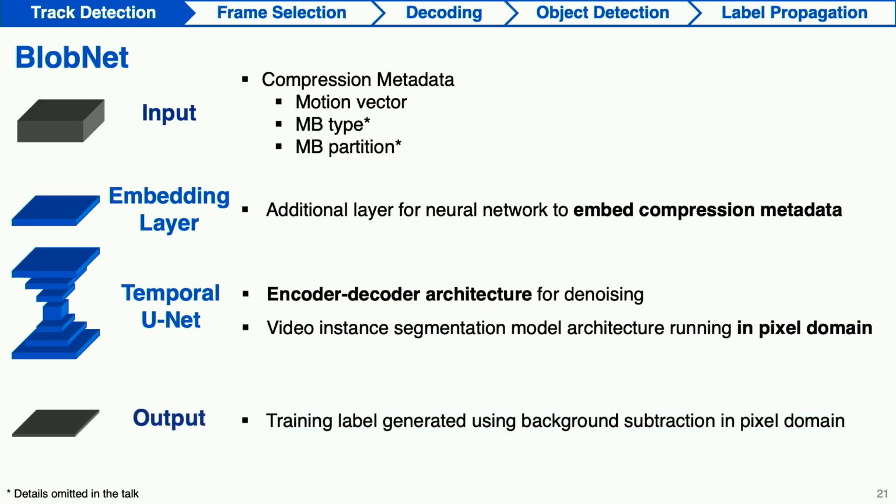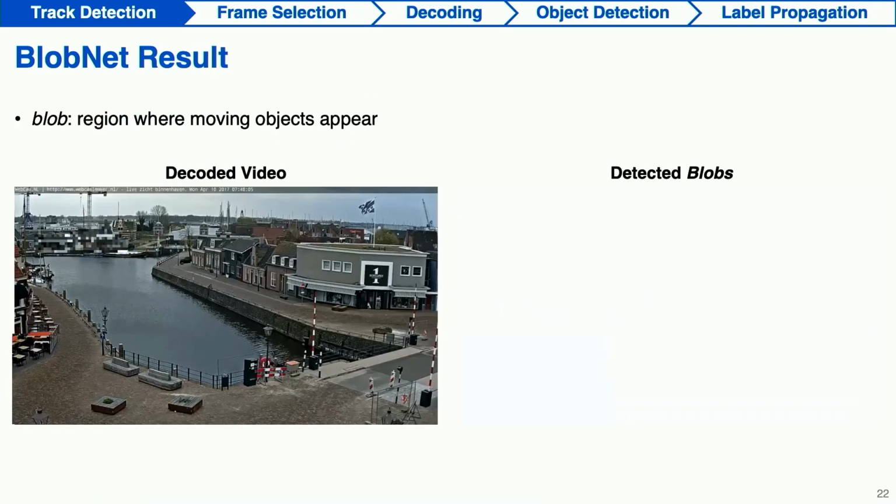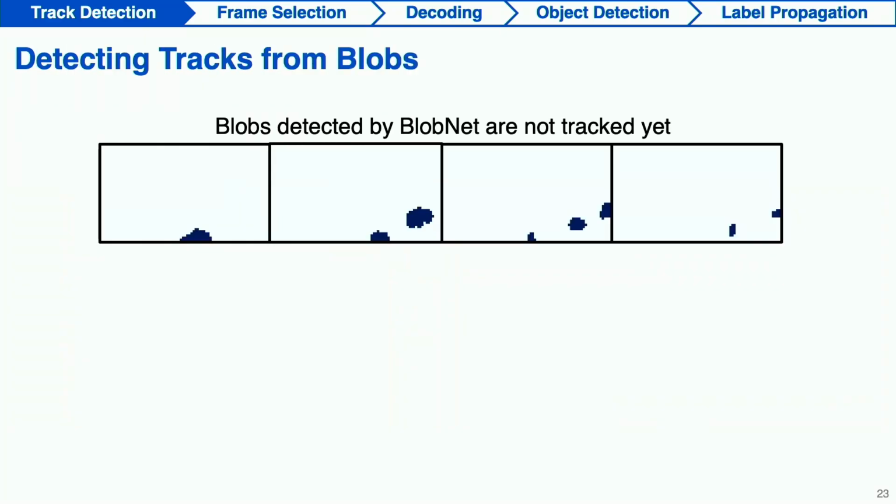And finally, the training labels are generated using background subtraction techniques running in the pixel domain. The following sequence is the result of our trained BlobNet. As you see here, the noise from the ripples is gone, and only the objects of our interest are being captured. Also note that we use the term blob to define the region where moving objects appear, and that's where BlobNet got its name from. So by running BlobNet, we were able to find the blobs.